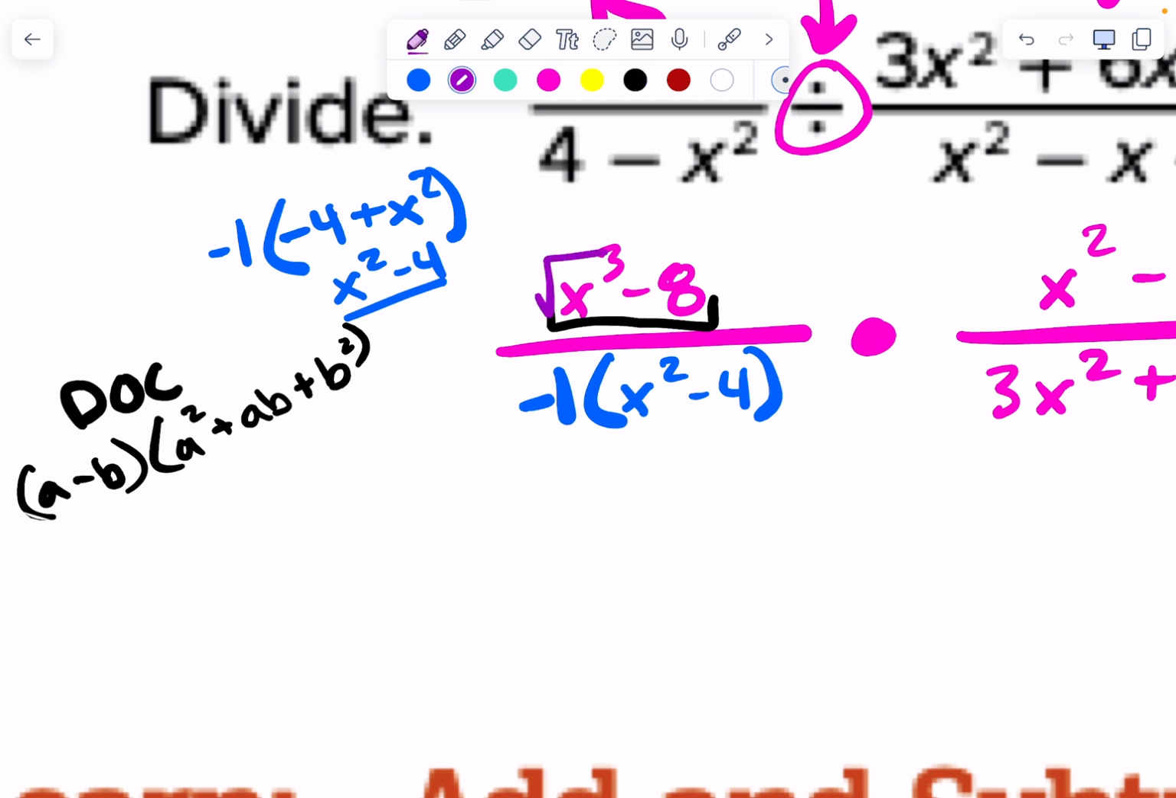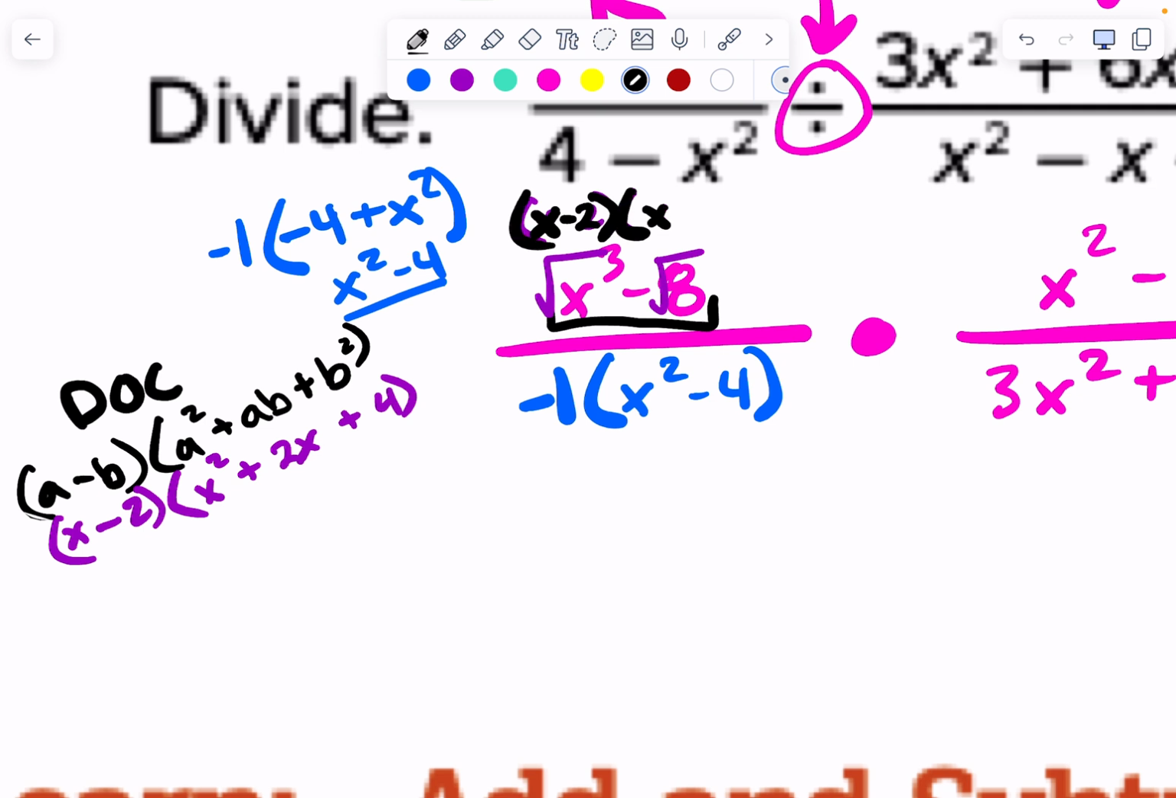what's the A part? X. Minus, what's the B part? 2. X minus 2. What's A squared going to be? X squared. What's B squared going to be? 4. What's AB going to be? 2x. Okay, so that's what I have. X minus 2 times x squared plus 2x plus 4. That's that one broken down.